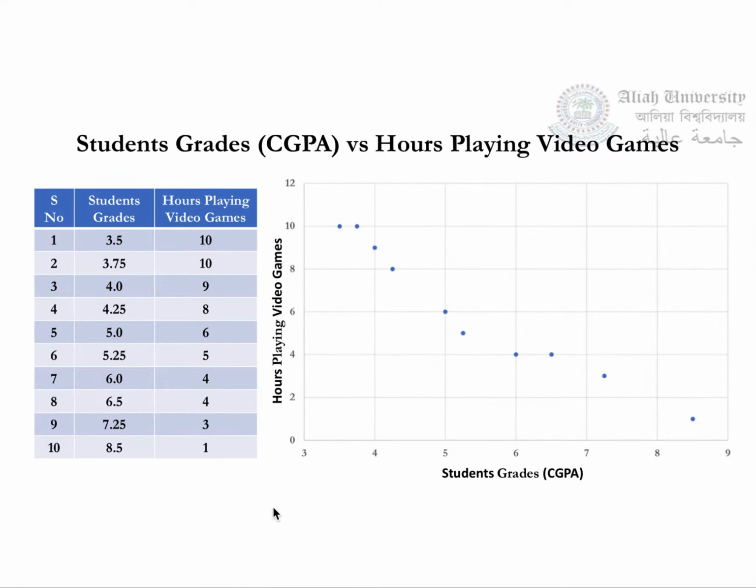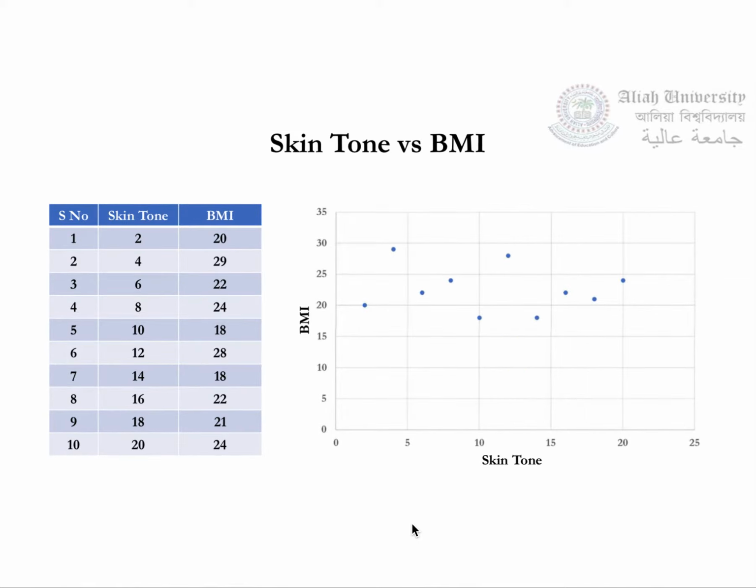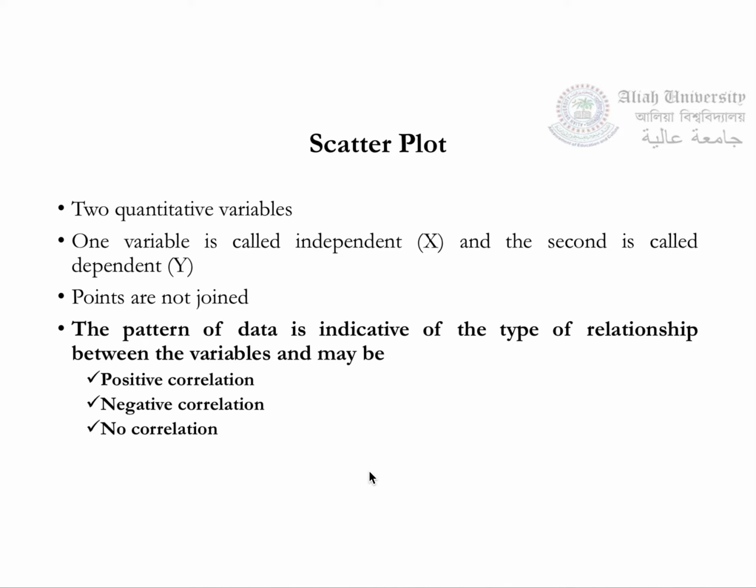Third one, the students' grades versus the number of hours that the students play video games, in which the grades have been plotted on the x-axis and the hours playing video games have been plotted on the y-axis. This gives us a pattern which is slightly different from the previous two patterns. Another one is when we compare skin tone versus BMI. In this scenario, there is no clear pattern as such between the two variables.